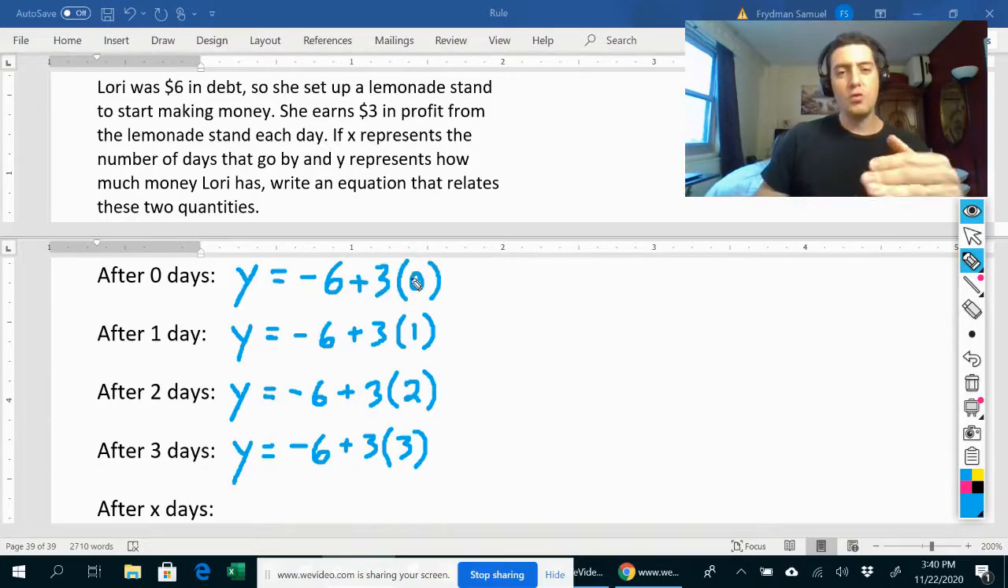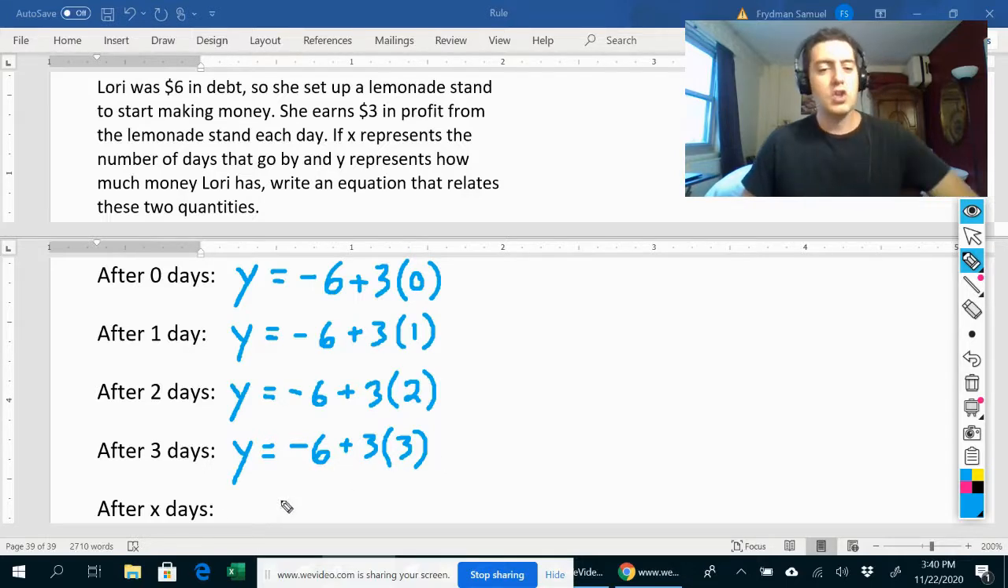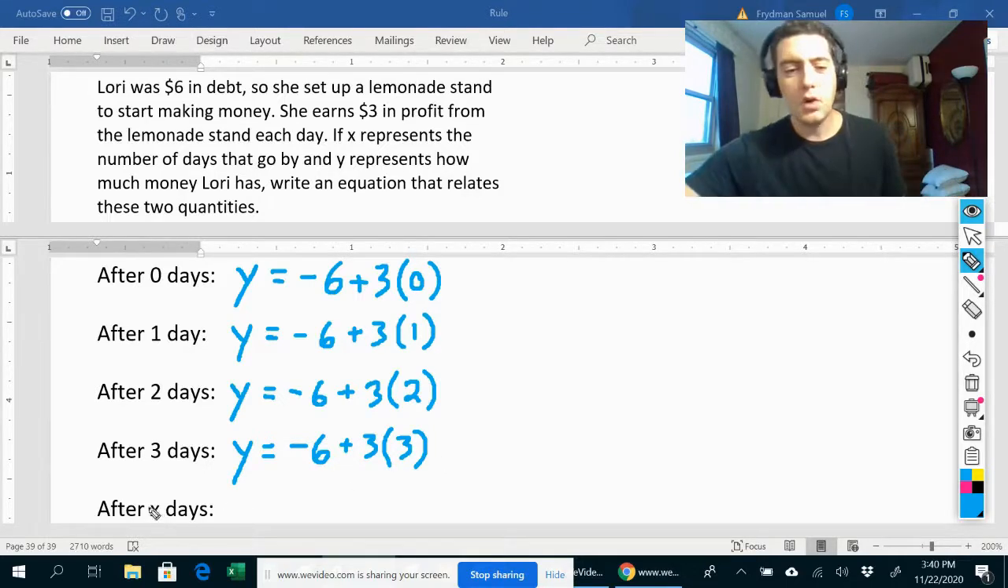Okay, so now we're really starting to see a pattern here. After 0 days go by, the money that she had would be -6 plus 3 times 0. After 1 day, this is what it would be. After 2 days, this is what it would be. After 3 days, this is what it would be. Okay, so what about after X days go by? Well, hopefully you see the pattern here. The amount of money that she has, Y, would be equal to -6 plus 3 times X.